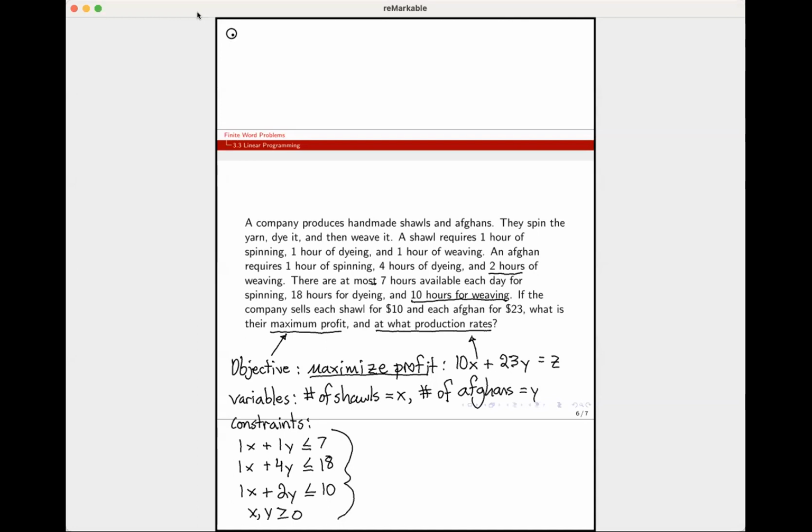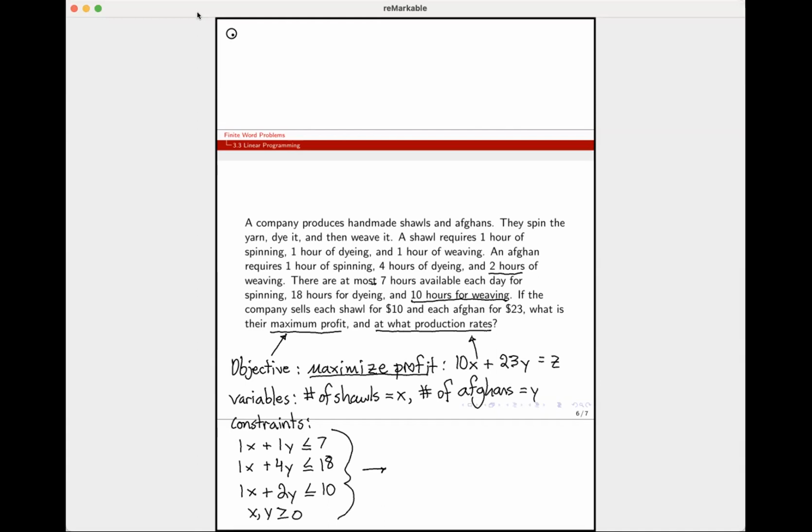Okay, so once we have all our constraints down, we know what our objective function is, we know what our variables are. The next thing we need to do is to create our feasible region, and then we're going to try to maximize the variable z in that feasible region. So to create the feasible region, we need to graph all of these inequalities, which means it would be nice if they were all in slope-intercept form. So that's what I'll do next.